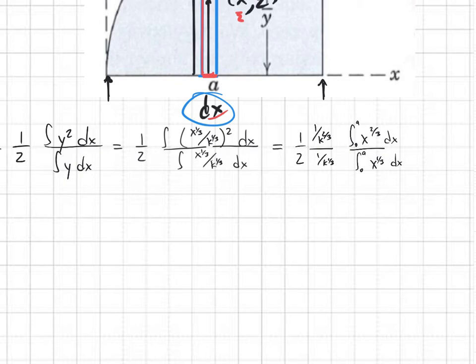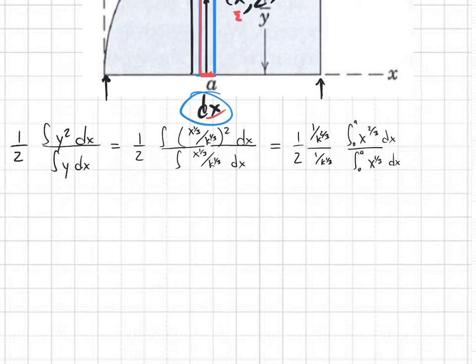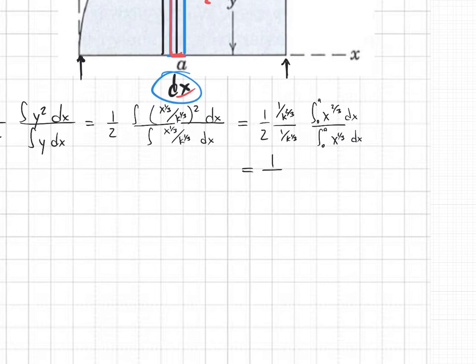So if you do your exponent rules and just keep working away at that, you're going to get 1 over 2 k to the 1/3, which is totally annoying. But then we have to integrate these things. So this goes to x to the 5/3, so this is a 3/5, and that's going to go from a to 0. That's on the top, I'll put that in parentheses. And on the bottom, we're going to go x to the 4/3 times 3/4 from a to 0.